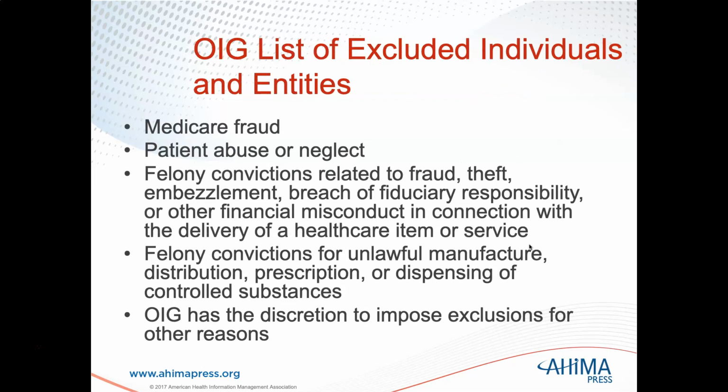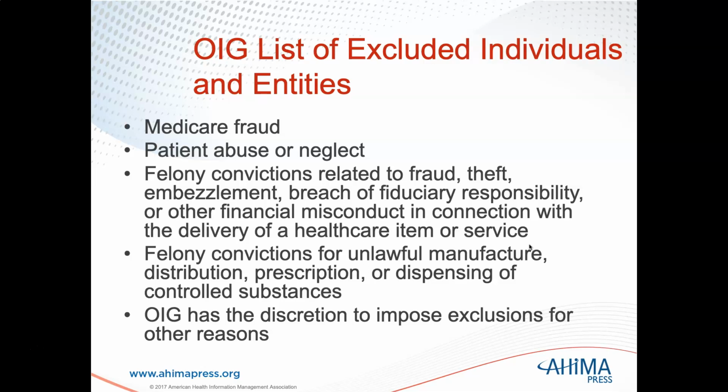The OIG has a list of excluded individuals and entities that have been convicted of Medicare fraud, patient abuse or neglect, felony convictions related to fraud, theft, embezzlement, breach of fiduciary responsibility, or other financial misconduct when it comes to healthcare, or felony convictions for unlawful manufacture, distribution, prescription, or dispensing of controlled substances. And anyone who's been convicted of these things goes on the OIG's list of excluded individuals and entities.